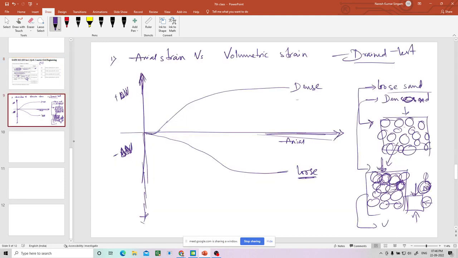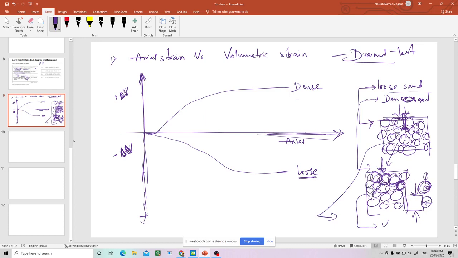See, whenever the volume of voids is decreasing, what happens? The water which is inside will go out of the voids. That's how the volume will decrease, and that's how the pore pressure will increase. Whenever you are applying some load, first the water will take it, because the voids are filled with water. Then pore pressure will increase. Pore pressure will increase only in the loose sand.